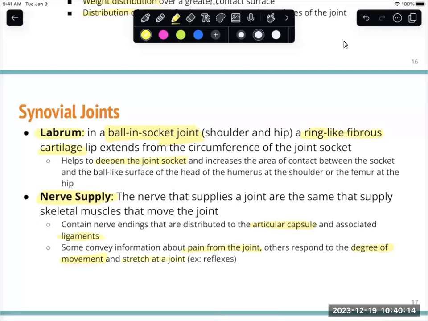Or a stretch to that joint, like a reflex. Think about when the doctor hits that tendon just below your kneecap. That's that patellar reflex. When they take that hammer and hit that tendon, it's stretching that tendon that's going over that joint and sending back that reflex that the quadricep contracts. We'll go into more detail about that when we get to the nervous system and exactly how that works. But these nerves that go to that joint are monitoring this information and sending it back to the brain.